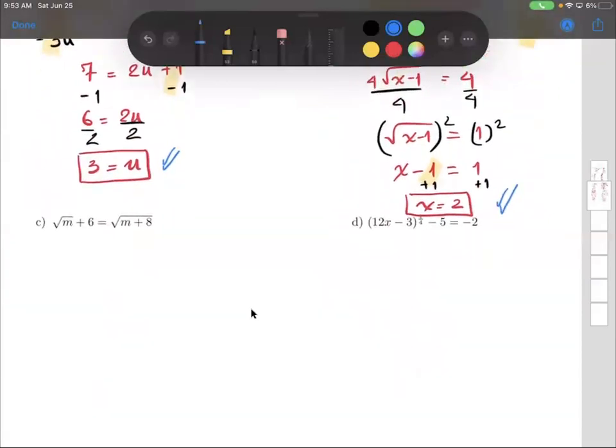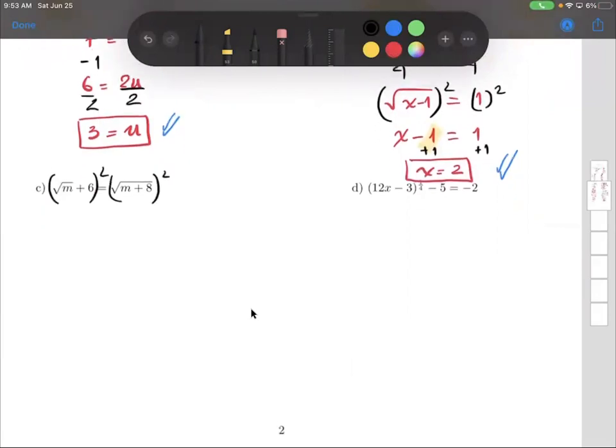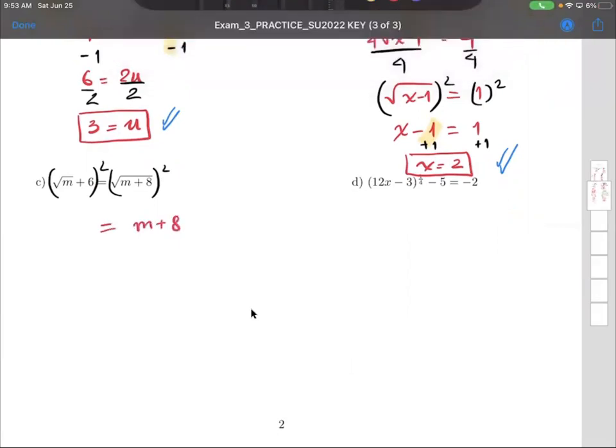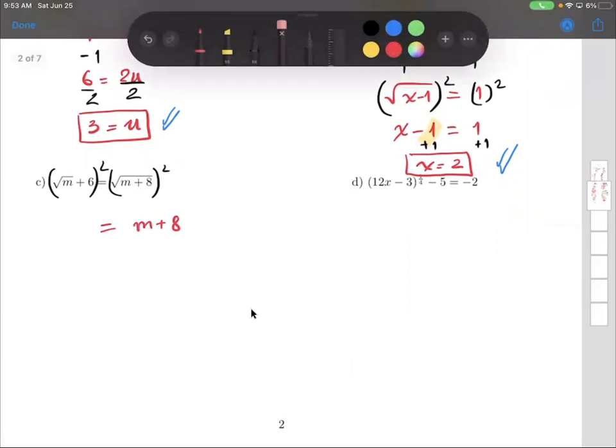All right, part C. Again, we isolate one radical on each side, and then we square both sides. On the right hand side, that's easy. That's just m plus 8. On the left hand side, you have to FOIL it. Put it right here and move it to the right a little bit so we have more room for foiling.